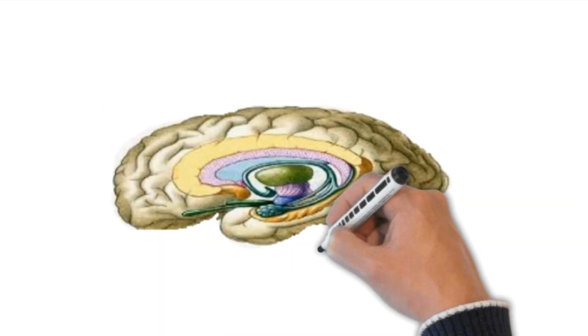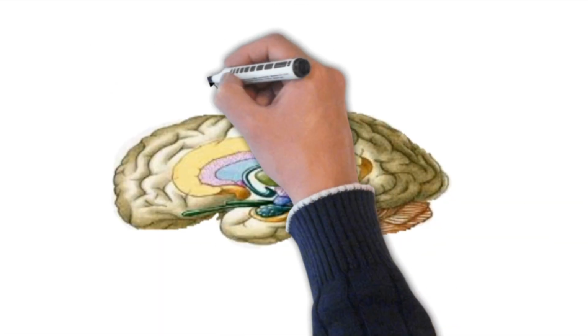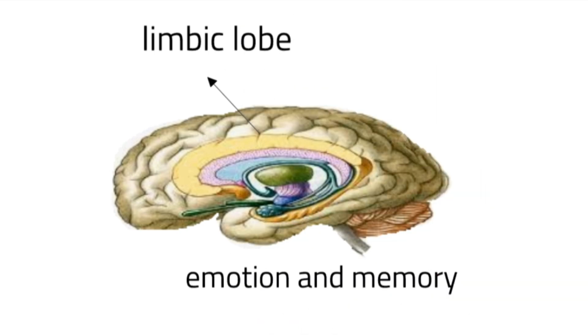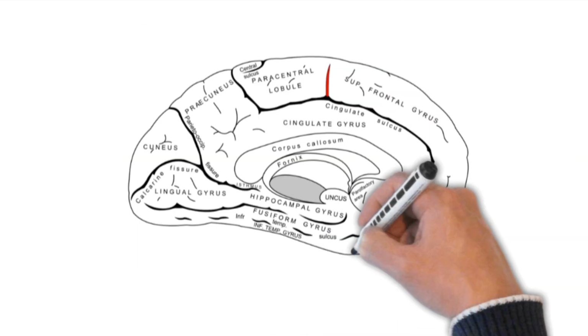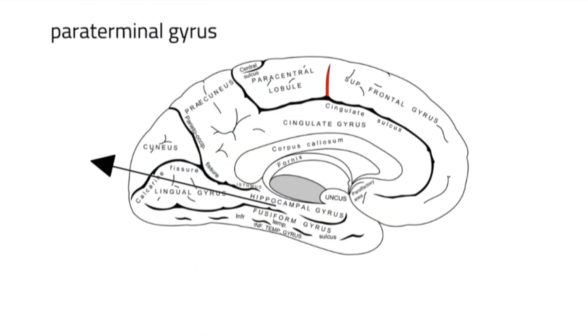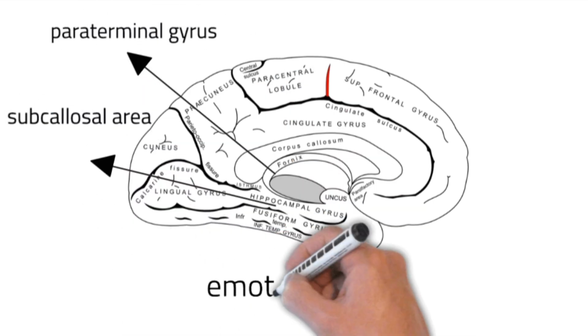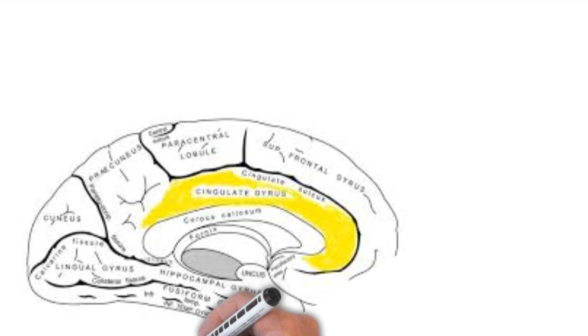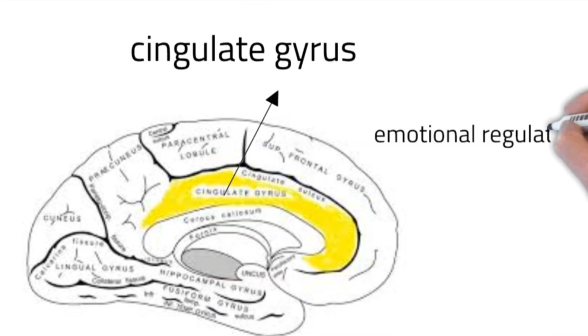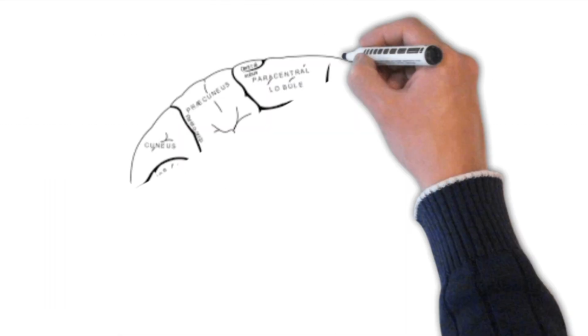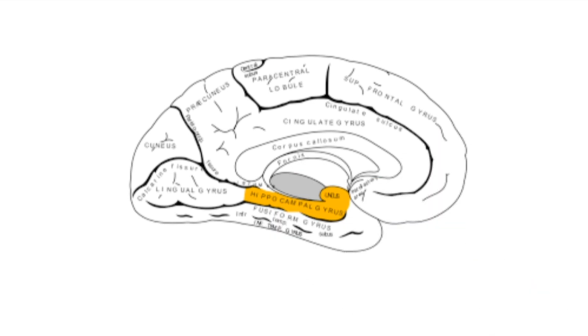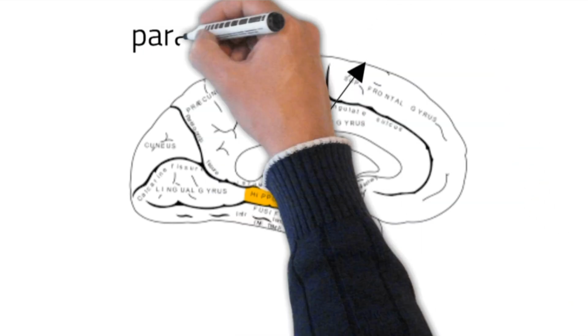The limbic lobe, a C-shaped structure surrounding the corpus callosum, is key to emotions and memory. The paraterminal gyrus and subcallosal area, located anteriorly, are involved in emotional responses. The cingulate gyrus processes emotions and regulates behavior. The parahippocampal gyrus and hippocampal formation are important for memory formation and retrieval.